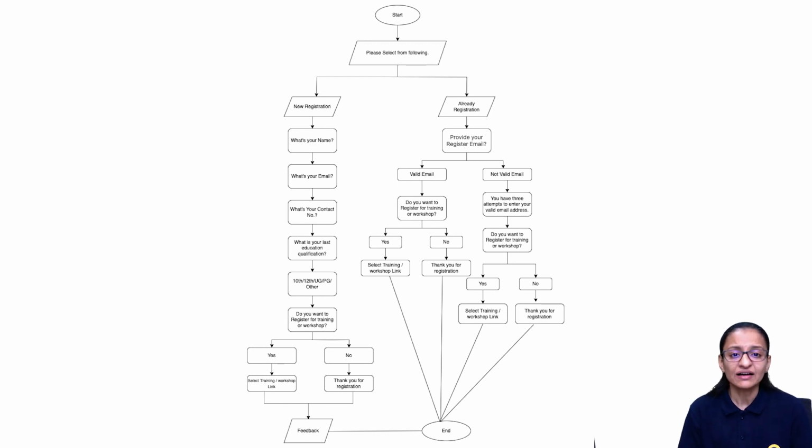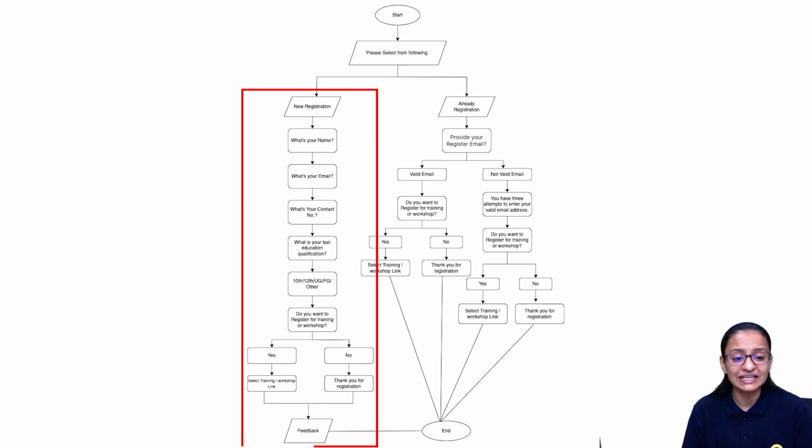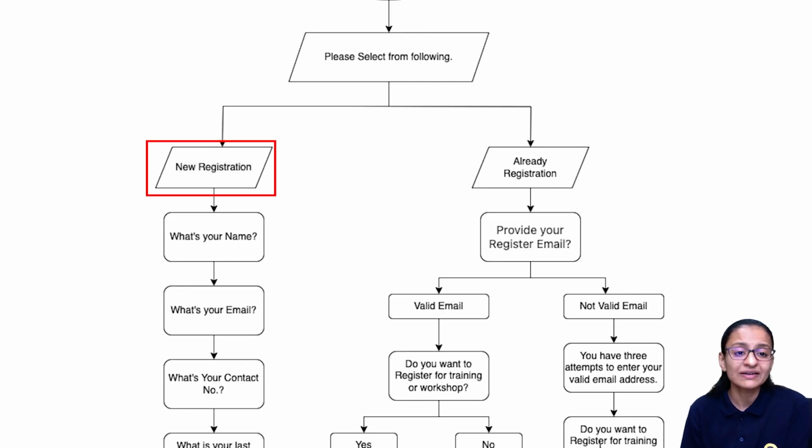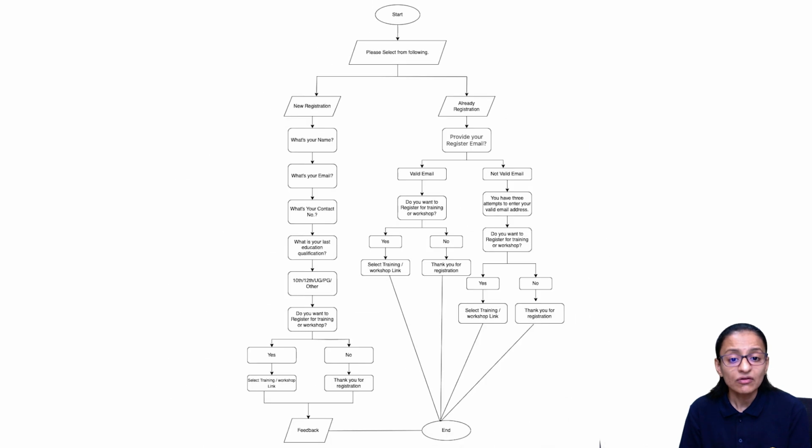Basically our project starts with a question, then based on the student's answer, it will go either in this branch or in this branch. This branch indicates the student is new and registering for the first time, and this branch indicates the student is already registered, and what process the chatbot should follow then. So basically we will develop a chatbot based on flow.